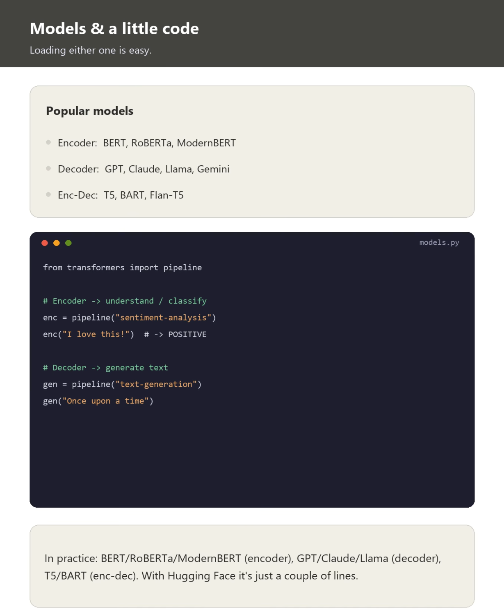In practice you'll meet BERT, RoBERTa, and ModernBERT on the encoder side, GPT, Claude, and Llama on the decoder side, and T5 or BART for encoder-decoder. With Hugging Face, it's just a couple of lines to load either one.